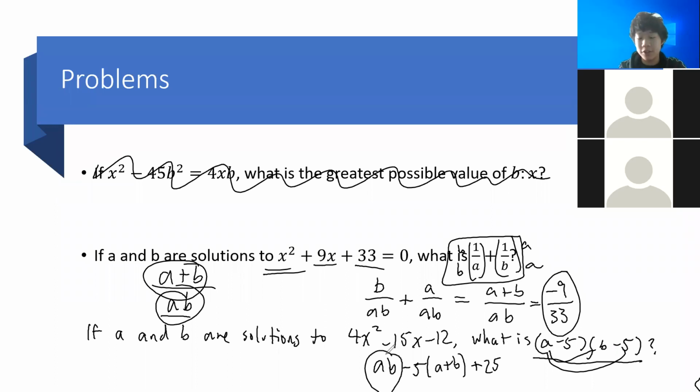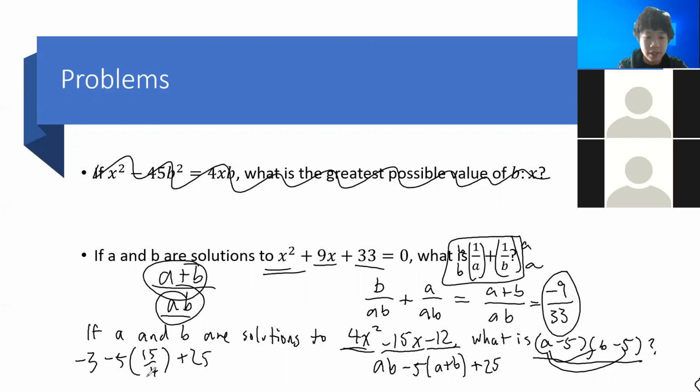We know what ab is from Vieta's. We also know what a plus b is. So we'll just plug these in and we'll get our answer. All right. So a times b, we know that's this over this. So it's negative 3 minus 5 times a plus b. a plus b is negative this over this. 15 over 4 plus 25.